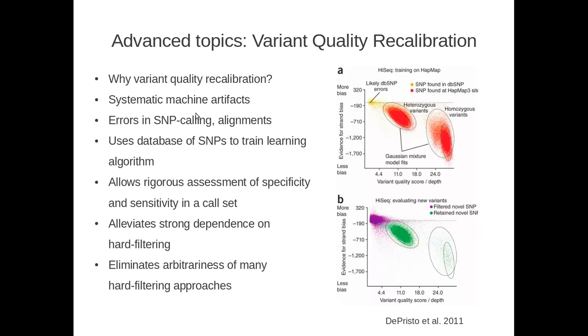So another advanced topic, and again the same reason why I presented the base quality recalibration, I present this for the same reason. Variant quality recalibration is also now a technique used in the human literature. The reason again being that, well, in this case, we have what we call systematic machine artifacts, and there are artifacts after the SNP calling step that can be detected using machine learning.